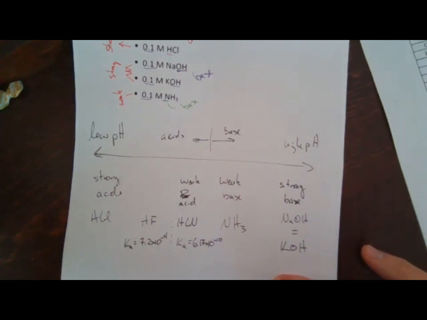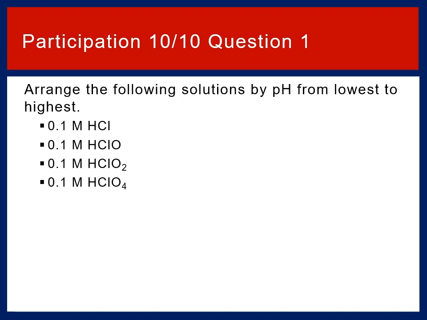Participation 1010, question 1. Arrange the following solutions by pH from lowest to highest. It's 0.1 molar HCl, 0.1 molar HClO, 0.1 molar HClO2, and 0.1 molar HClO4. This is the first question on participation 1010, due Friday, October 10th at 11:59 p.m. over on Blackboard. Link to the assignment is right below links to these videos. Again, arrange the following solutions by pH from lowest to highest. They're all 0.1 molar, and then it's hydrochloric acid, hypochlorous acid, chlorous acid, and perchloric acid.